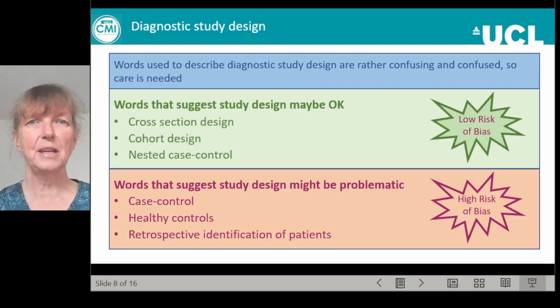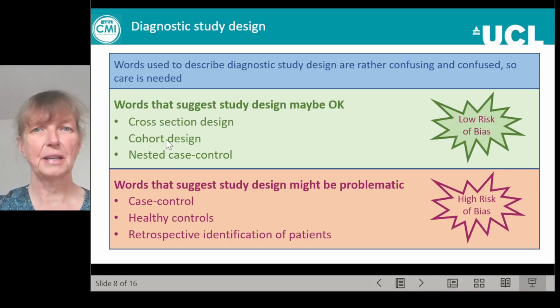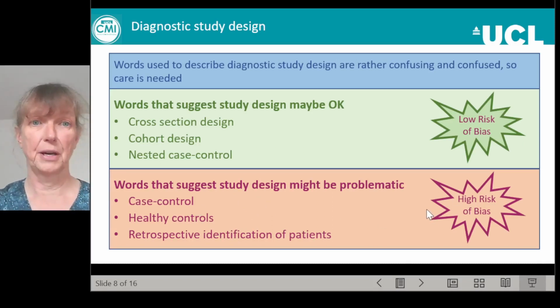So in diagnostic accuracy, we're still trying to coordinate, so we're all using similar terminology to describe these things, but we're not there yet. So these sort of words, cross-sectional design, cohort design, nested case control design, those are words that may suggest your study might be okay, but again, look closely. And here are words that suggest your study design might be problematic: if you have case control, healthy controls, or retrospective identification of patients, these characteristics in a study can indicate a high risk of bias.